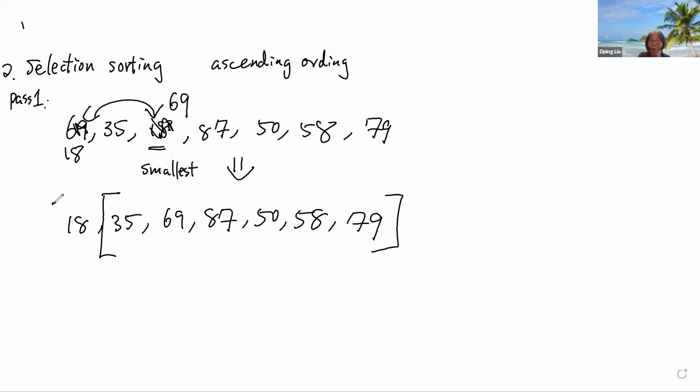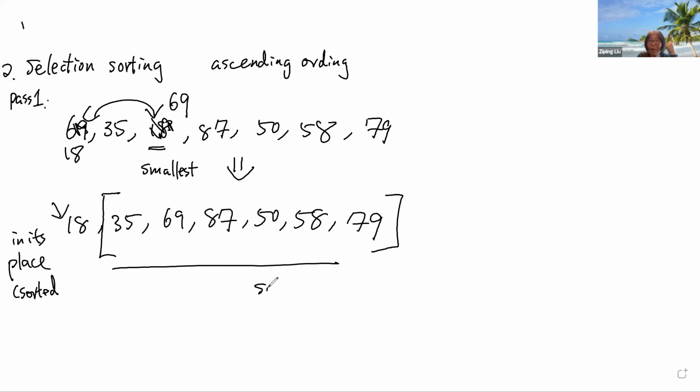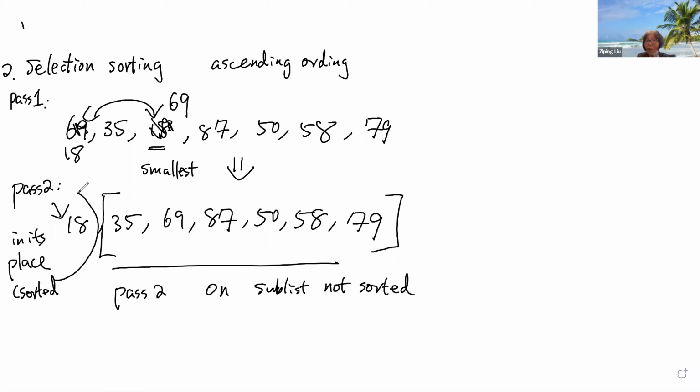But 18 is already in its place, is it? So it's already sorted. And the remaining sublist is not sorted yet. Okay, then pass 2. We can do the same thing on the sublist, because we can ignore this. It's already sorted, is it? So we ignore the first number. So we start from the second number.